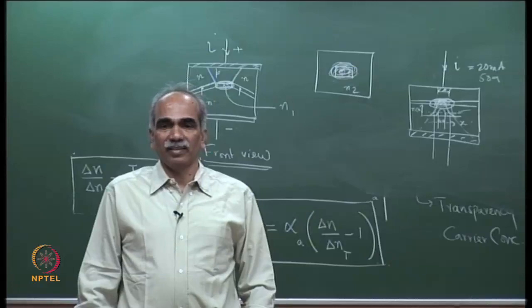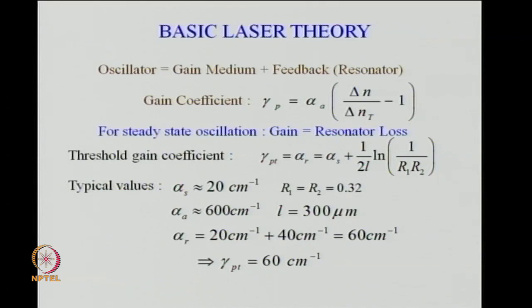All right. The basic laser theory we briefly discussed yesterday. Laser is an oscillator, which means it is gain plus feedback. The gain coefficient, peak gain coefficient, is given by an expression of this form. So if you are looking at the frequency corresponding to the peak gain, if we equate this gain coefficient to the resonator loss, so that's what is written here. For steady state oscillation, gain equal to resonator loss, which means at threshold, this is gamma pt, the peak gain coefficient at threshold is equal to the resonator loss, which is here, and substitute some typical values.